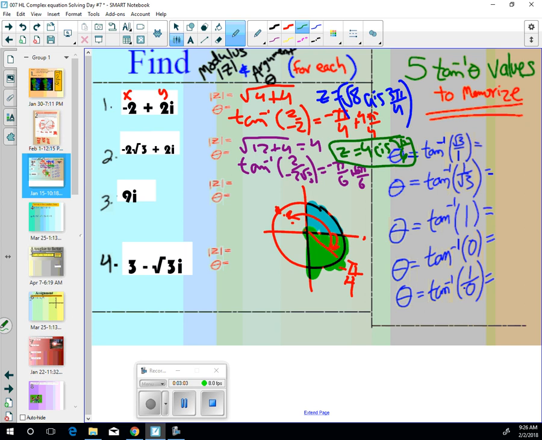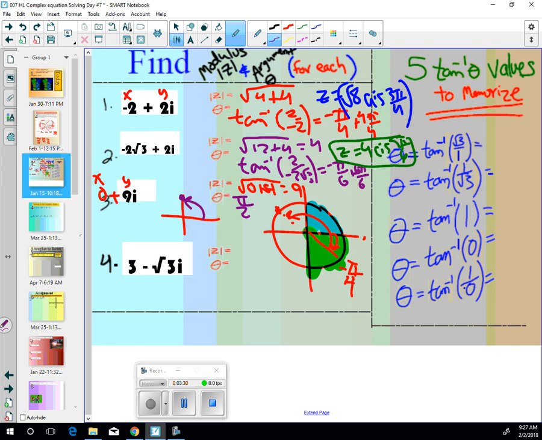This one's kind of bothersome because it's 0 plus 9. X is 0, y is 9. So this is going to be the square root of 0 plus 81, which is just 9. And then for this one, I would draw the picture, and I'm going up 9i up to here. What angle is that? Pi over 2. That's how I do it.